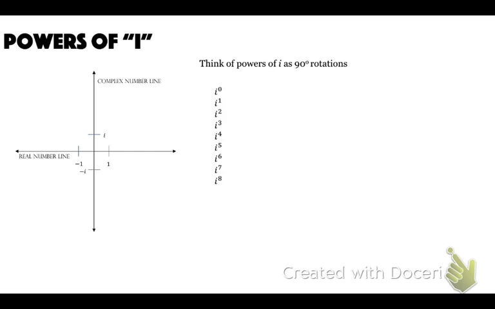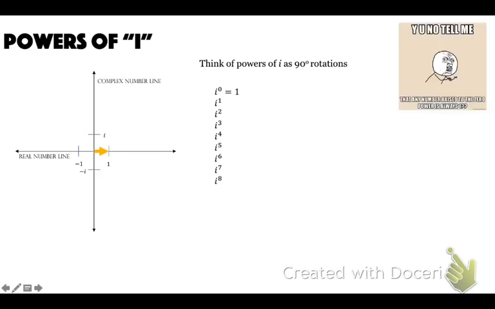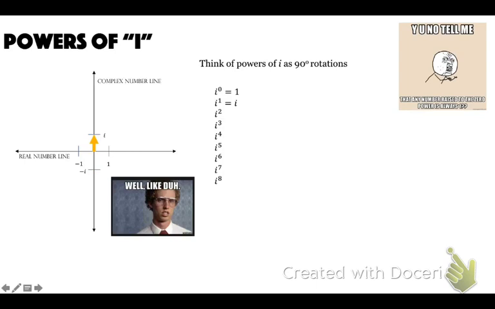Okay, so we have all these powers here, and it blew my mind seeing all this. So i to the 0 power is 1. And we knew that. We know anything to the 0 power is 1. Now if we rotate that 90 degrees, that means that i to the first power is i. We knew that, right? Anything to the first power is whatever that is.